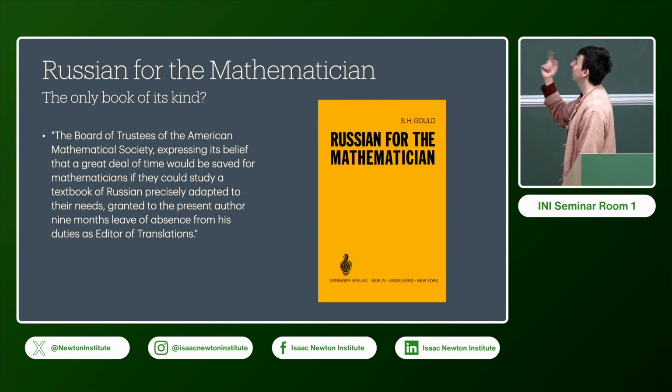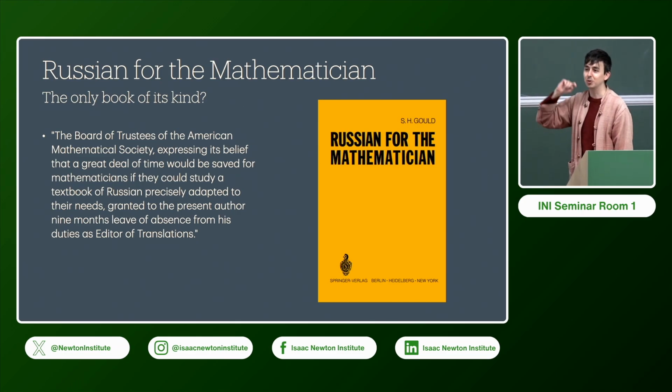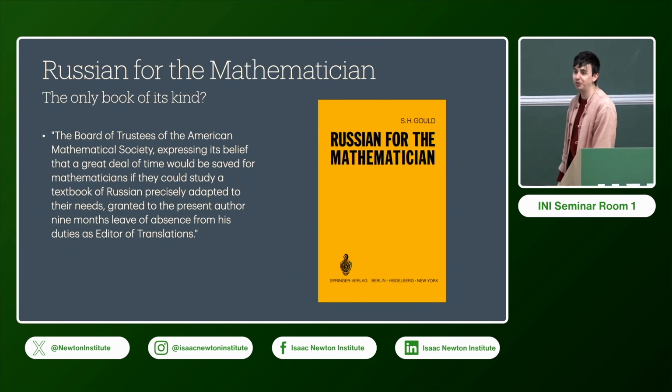here's a fantastic book that I wish there existed more of. So maybe people are familiar with this book. It's a book called Russian for the Mathematician. And it is a course, it's a chunky book. It's about 300 pages. And it's exactly what it says. It's a very specific book. It's to learn Russian as a working mathematician.